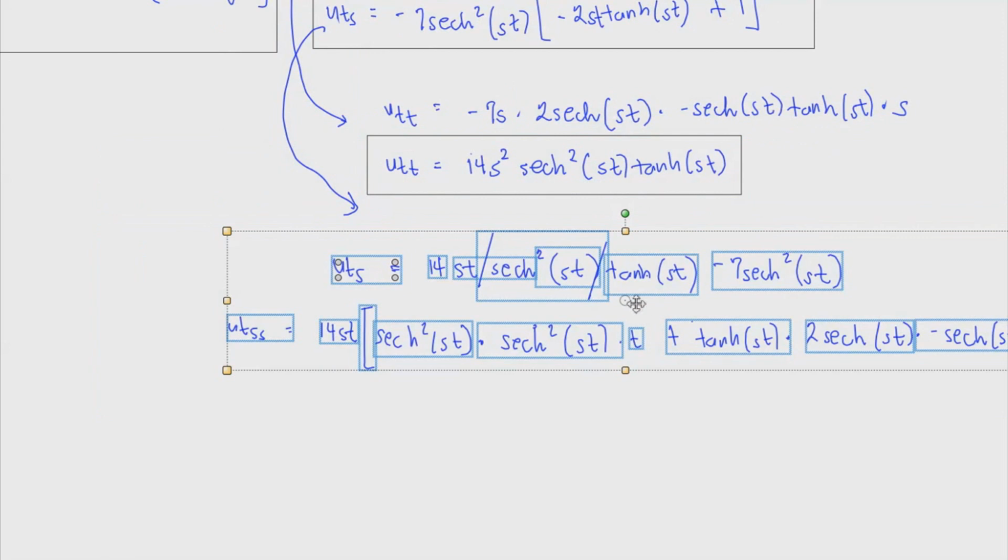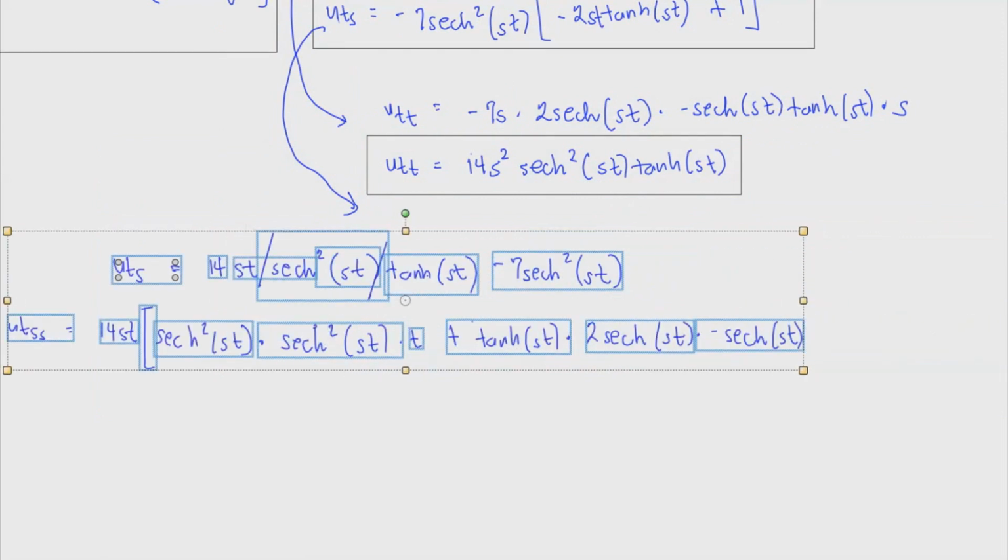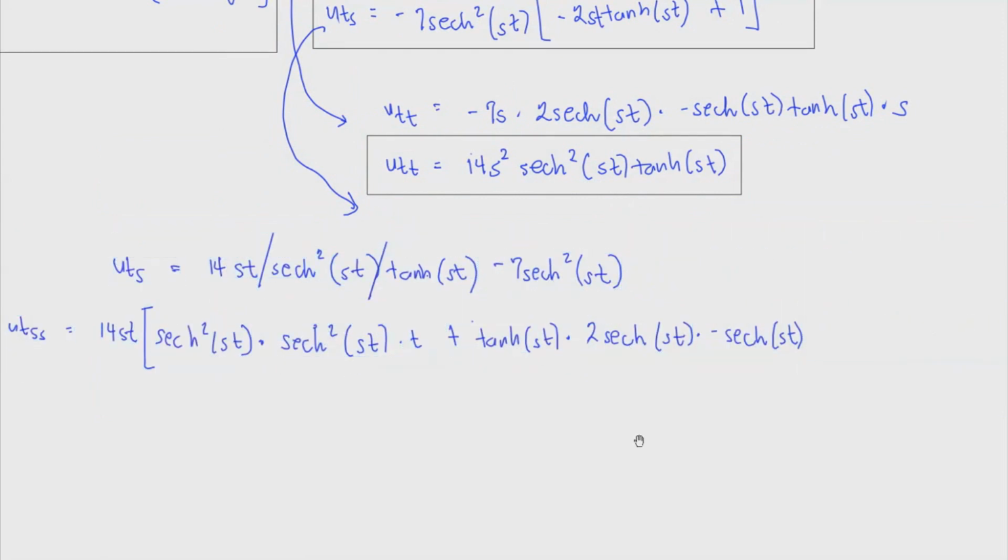Somewhere here. Okay. So I'm differentiating the secant, so we have tangent h of st. And then the derivative of st is also positive t. Okay, so that's it for the product rule of this expression. That is actually in the product rule of 14st, with this whole expression on the outside.